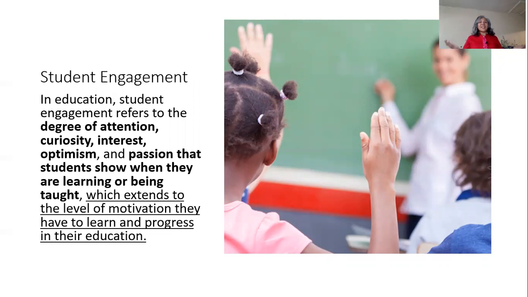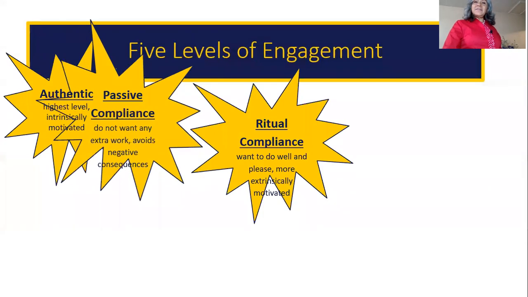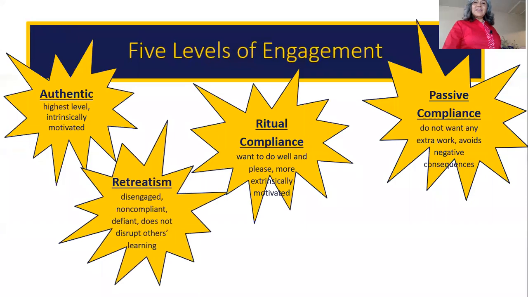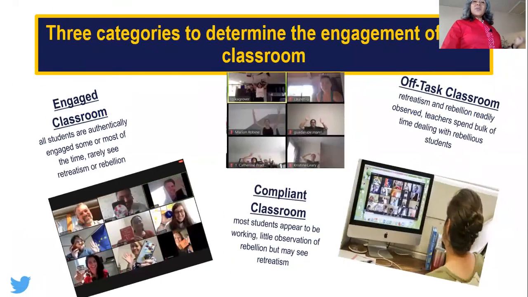We all know what student engagement is. You, more than anybody, know what student engagement is. I don't need to tell you that it refers to the degree of attention, curiosity, interest, optimism, and passion that students show when they are learning what you are teaching, right? But we're not going to talk about that either. We know that there are 5 levels of engagement: authentic, virtual, compliance, patriotism, and rebellion. There are also 3 categories to determine the engagement of your classroom: an engaged classroom, a compliant classroom, or an off-track classroom.